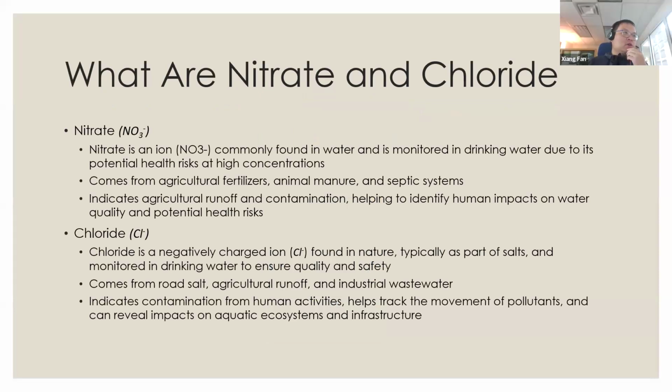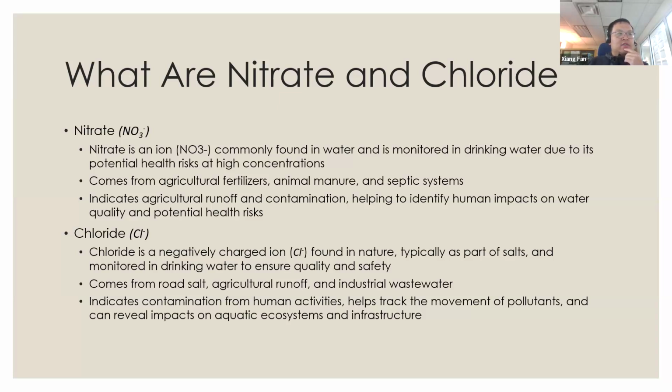Today I'm going to talk about the tracking of nitrate and chloride data in our county for the past 20 years. So what is nitrate? Nitrate is an ion commonly found in water and is monitored in drinking water due to potential health risks at high concentrations. It comes from agricultural activities, animal waste, and septic systems. It indicates agricultural runoff and contamination, helping us to identify human impact on water quality and potential health risks.